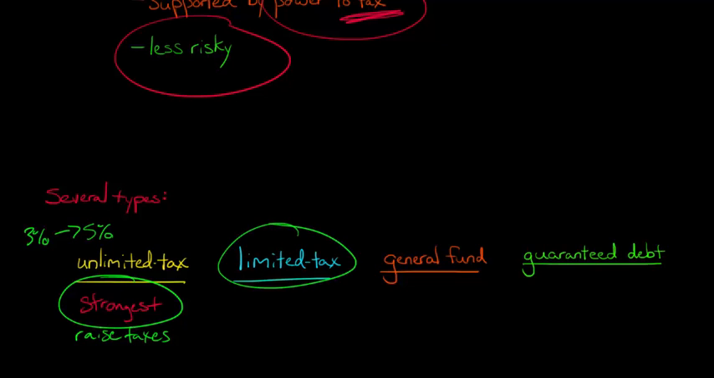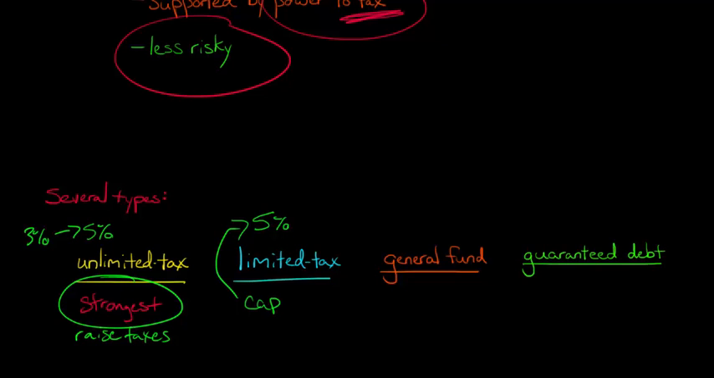Now, limited tax, on the other hand, is saying there's some kind of cap, right? So they might say, look, we'll raise it to 5%, but that's it. 5% is the cap, and if we have to raise to that, then we'll do that. But if we still aren't able to service the debt, then we're just not going to be able to make the payments. And so obviously that's less strong than the unlimited tax, where you can just raise it as much as you want.